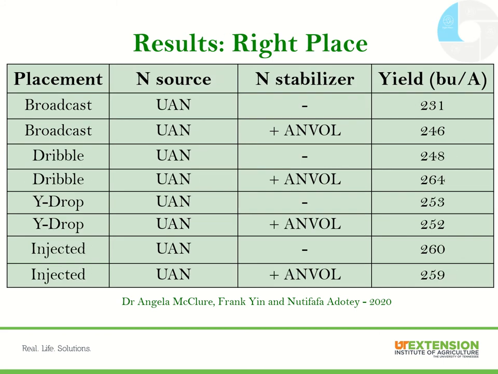Looking at the different placement methods, you want to focus on columns 1, 3, and 4. What we realize is that for column 3, when there's a dash, it means that nitrogen or broadcast placement method didn't have any stabilizer. For broadcast and dribble, we saw that treating UAN with Anvil significantly increased yield. But for the wide drop and injected, addition of stabilizer did not provide any additive benefit when it comes to yield.